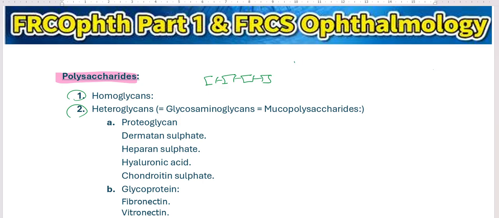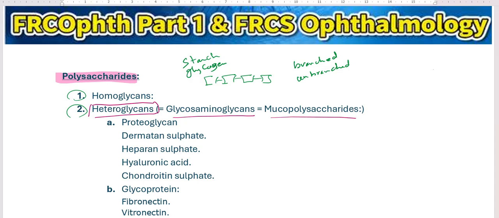They might be either branched or unbranched, and they are just like starch, like glycogen, and some plant polysaccharides like cellulose. These are not really of very big importance for clinical ophthalmology. Heteroglycans are much more important. Heteroglycans are the same as glycosaminoglycans and the same as mucopolysaccharides.